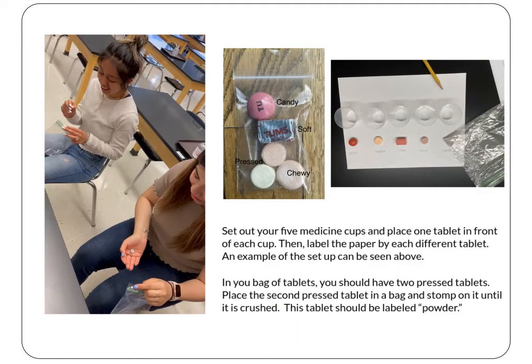Next, set up your 5 medicine cups in a row on a piece of paper. Place 1 tablet in front of each cup and label the paper with that tablet type. You will see that you have 4 different types of tablets: 2 pressed tablets, 1 chewable tablet, 1 soft tablet, and 1 candy-coated tablet. We have a labeled picture on the slide to help you identify which one is which.